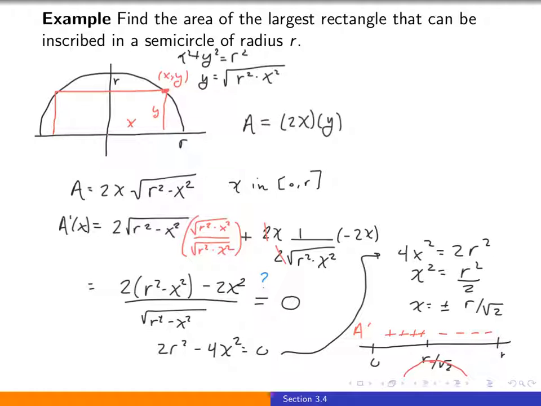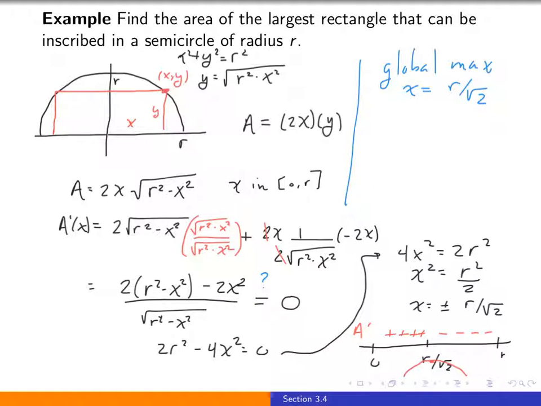But since it's always increasing to the left and always decreasing to the right, we can in fact say more, and we can say that we have a global max corresponding to x equals r over root 2. And now we need to go back and think, what question is it that we want to answer? We want to know what is the area of the largest rectangle that can be inscribed. Well, we can take this function that we have for the area and now simply plug in x.